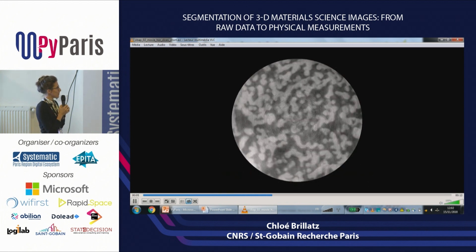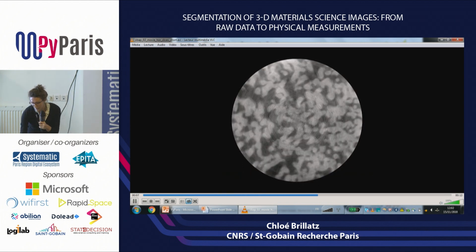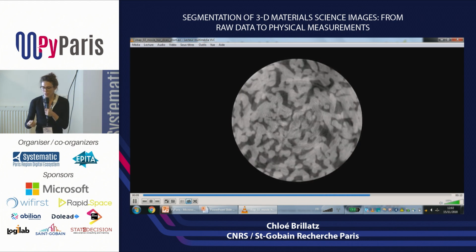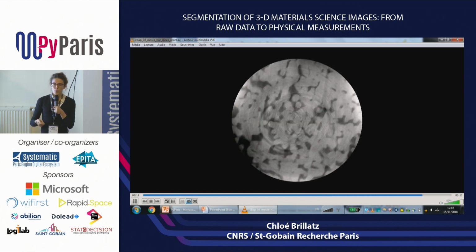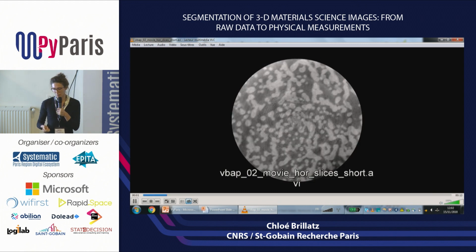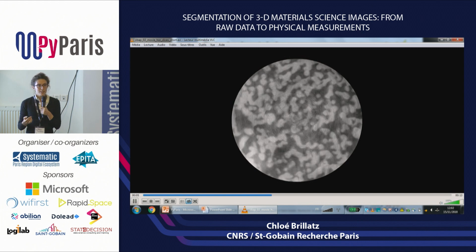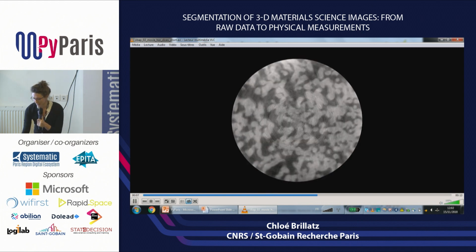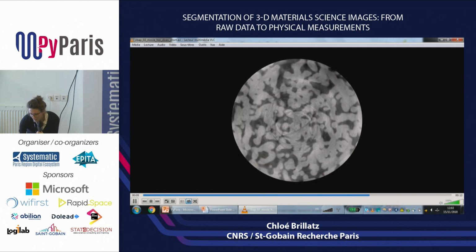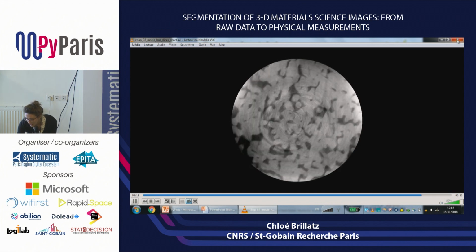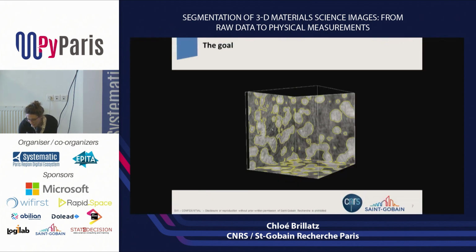So the same is happening here, and we wanted to be able to characterize this system, so to know more about the volume of the white phase and the black phase, the number of objects, the surface also of the white and the black phase, etc. So to do that, so this is the goal. So this is the segmentation we want to have.